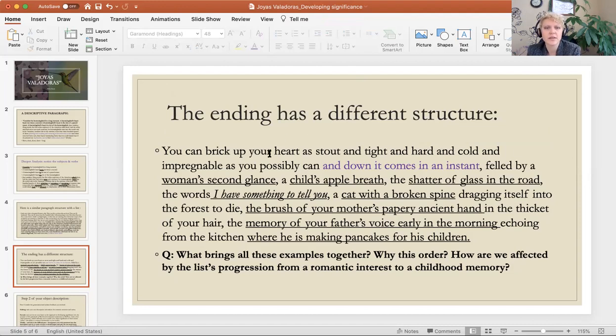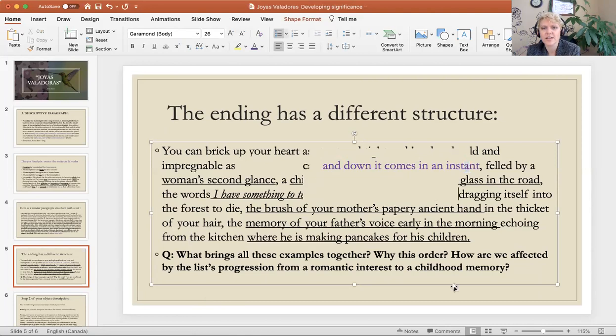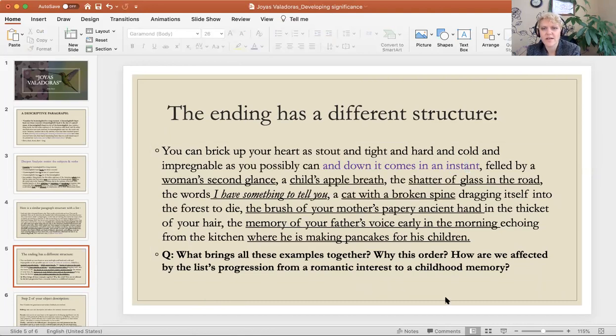So the ending begins with this sentence, you, so now we're in second person, and instead of implying that the reader should consider something, now it's even more direct. You, dear reader, can brick up your heart as stout and tight and hard and cold and impregnable as you possibly can. And here's the transitioning thought, and down it comes in an instant.